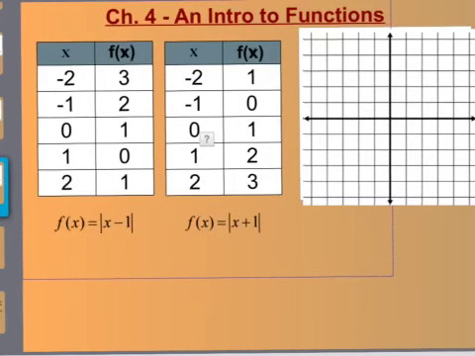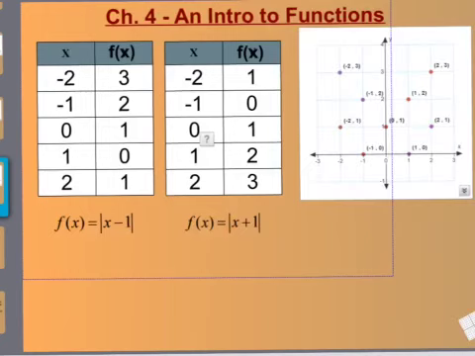Again, copy down these two tables, the two equations, the two functions in this case, label f of x and x on your axes, and take a minute to pause the video and graph them on your own. So again, I have my points. I'm going to have this be my purple and this be my red. Now they're absolute values, so they're going to connect into a V shape.